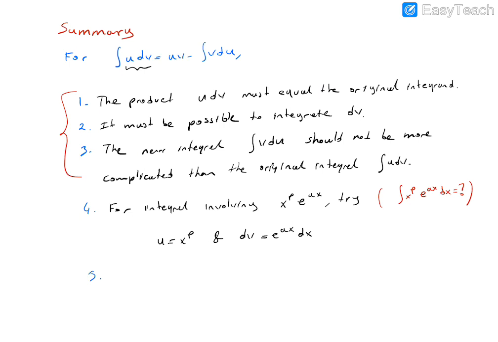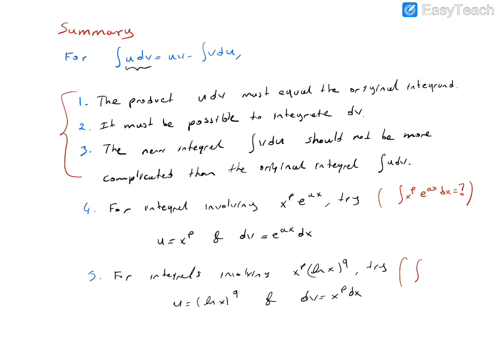And for integrals involving x to the power p times ln x to the power q, try to use these substitutions. These are substitutions, but we have two variables. ln x to the power q is u, and dv is x to the power p dx. In this case we calculate the integral of x to the power p times ln x to the power q dx.